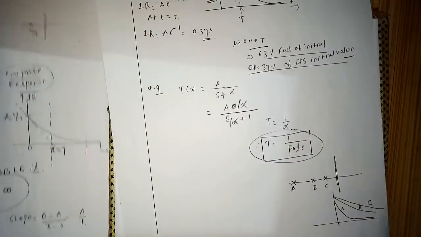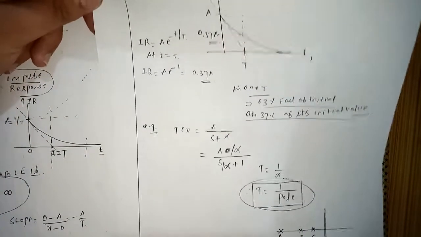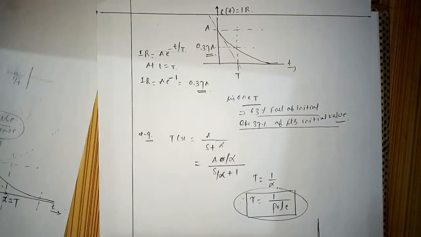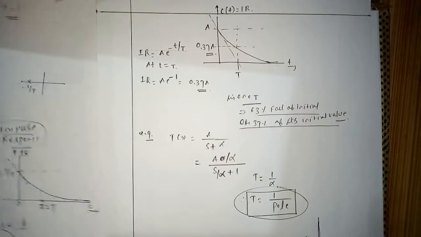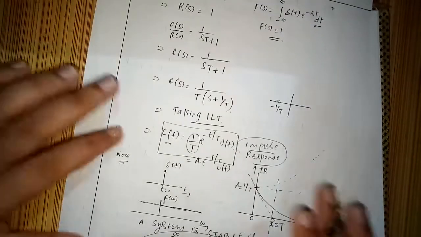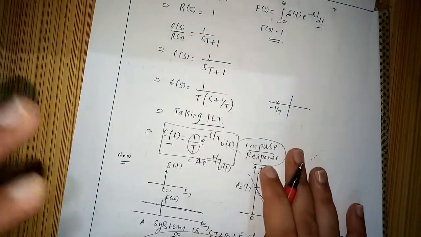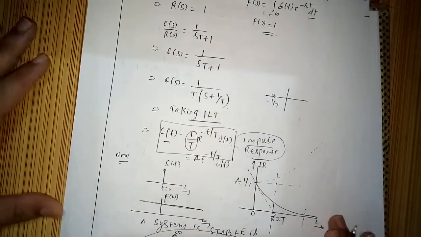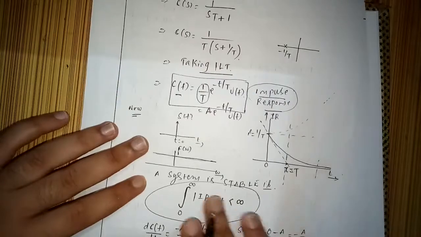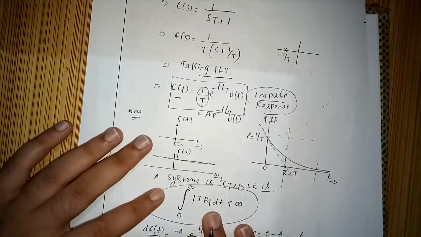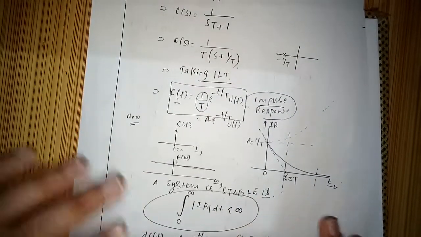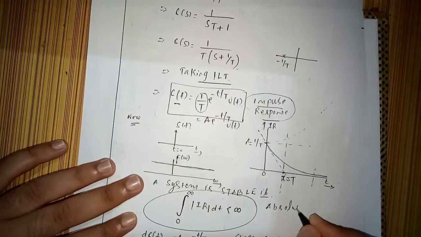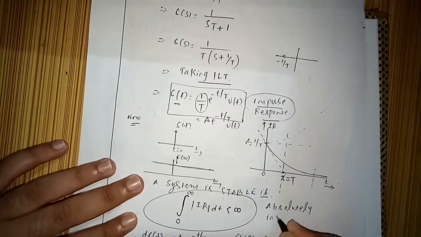Let's complete our discussion of impulse response. So what is more important? Two things are very important in this impulse response. Impulse response is the complete response of the system, because it gives the characteristic of a system at all frequencies. Second, a system is stable if its impulse response is absolutely integrable. This is called absolutely integrable, right?